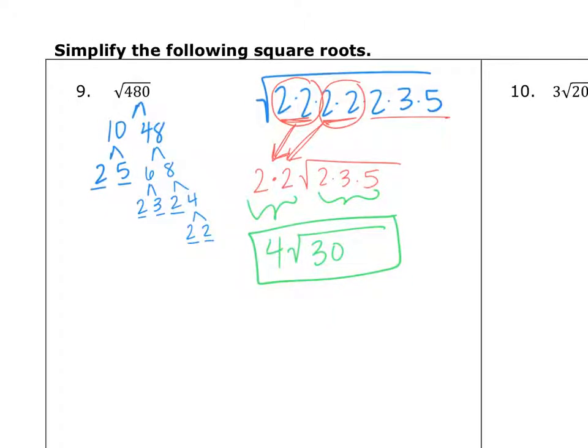A quick check that I can do is do the square root of 480 in my calculator, and I get the really ugly decimal 21.9. You cannot put that as your answer, but you can use it to check your answer. If I do 4 times the square root of 30, I also get 21.9. So I start and end with the same ugly decimal, so I've converted it correctly.